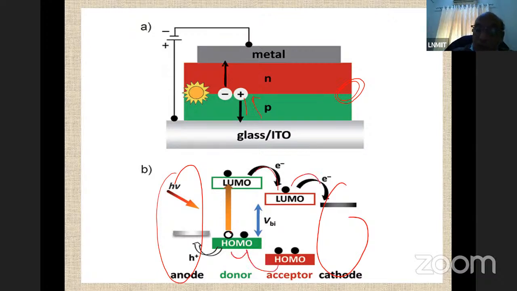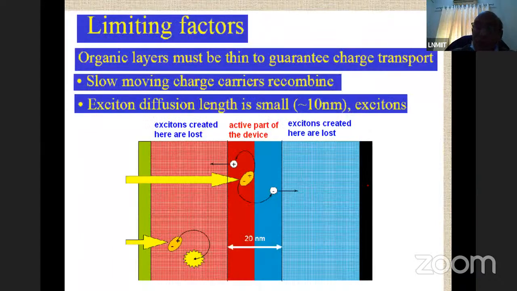Now the holes are moving through the HOMO level of the materials and collected at the anode. Similarly, the electrons are moving toward the cathode through the LUMO level of the materials. So this is the mechanism in the two-layer system. Because this is your P, this is your N, I can just write it here.